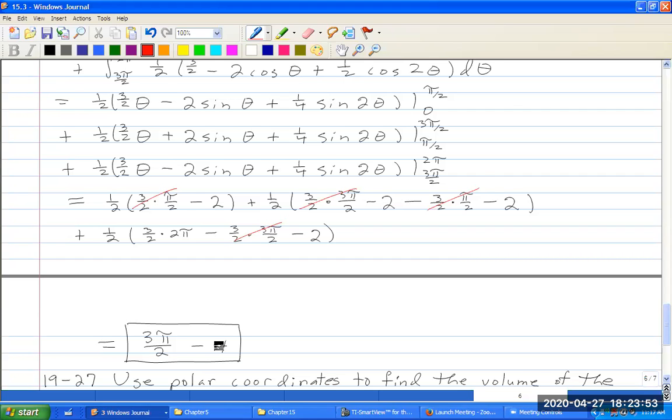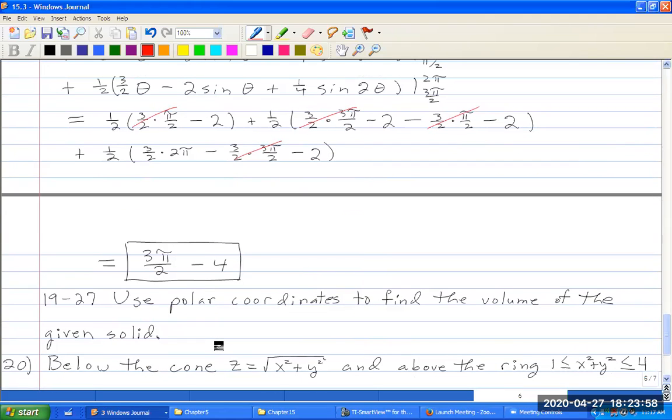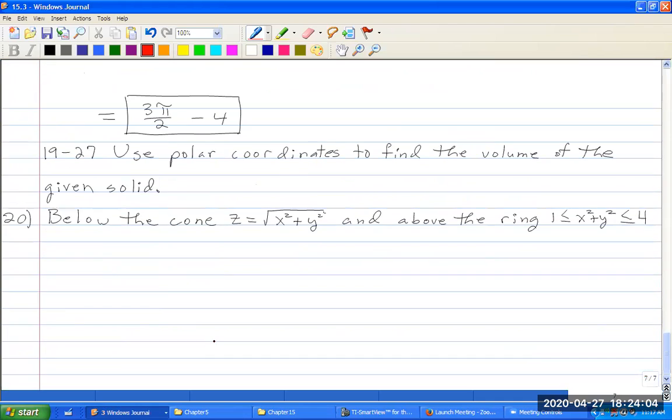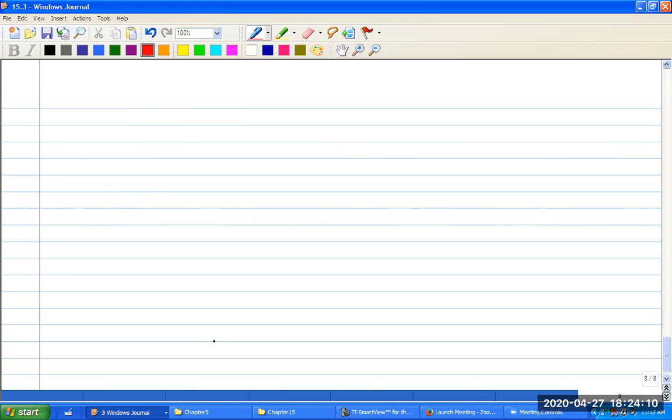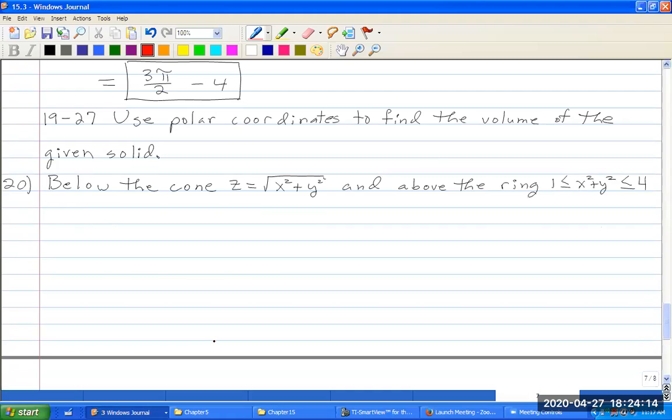Let me do problem number 20. Use polar coordinates to find the volume of the given solid. So we have some cone, and we want to do this above some ring. Okay, so I don't know if I can draw this. Let's see if I can draw it.